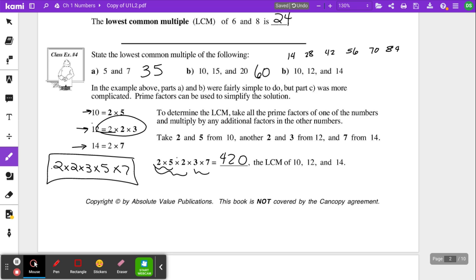So you need to be able to see each number in your list, but don't repeat extra. Like, don't have 4 2s. You don't need to have 4 2s. 2 2s is enough, okay? So take all the factors of one and then add the ones that are missing from your other numbers. And guess what? Your 420 is significantly bigger than your 10, 12, and 14, right? That will pretty much always happen.